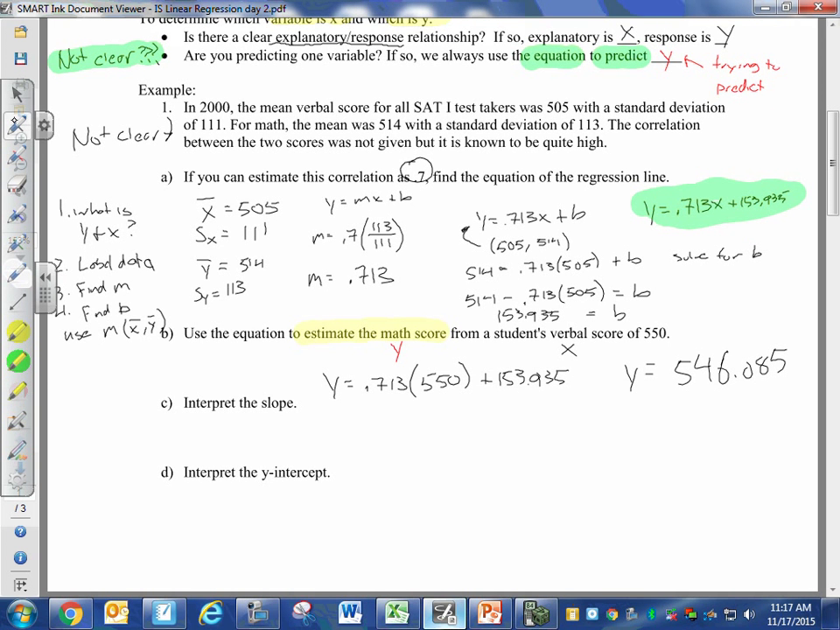Interpret the slope. Remember, just like last class, we can interpret the slope. We have the slope is 0.713. We put it over 1. We say this is my rise over my run. This is my y's and my x's, and I hope you got these questions right on your quiz. You'd say, for every 1 increase in y, y in this case is your math score, there will be a 0.713 increase in x. X is your verbal score.